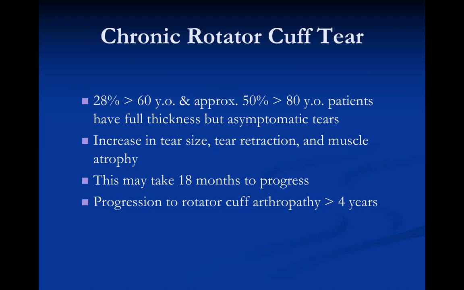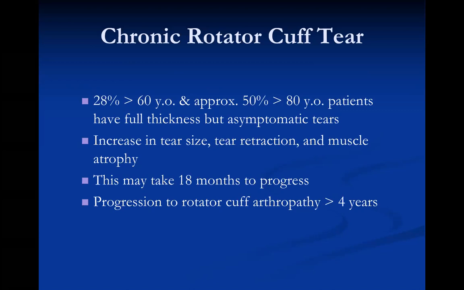Increasing tear size, the amount of retraction. And remember the earlier small tear, and then the last picture where the tear was retracted all the way to the socket. So tear retraction, atrophy of the muscles that aren't attached and aren't used. And atrophy, these are typically more symptomatic. A tear advancing slowly may stay the same. It may be stable for many, many months.